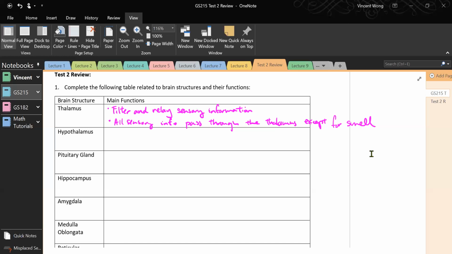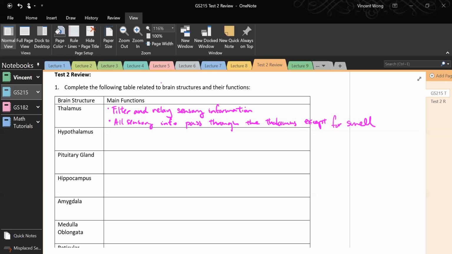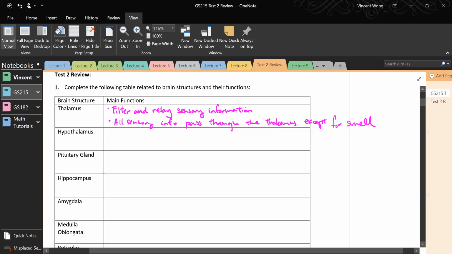And finally, is thalamus white matter or gray matter? You should know the difference between white and gray, functionally speaking. Thalamus, white or gray? Anybody? Well, it's doing all this filtering and relaying. That is information processing, right? Anytime you need to process information, you need to have gray matter. So thalamus is gray matter.